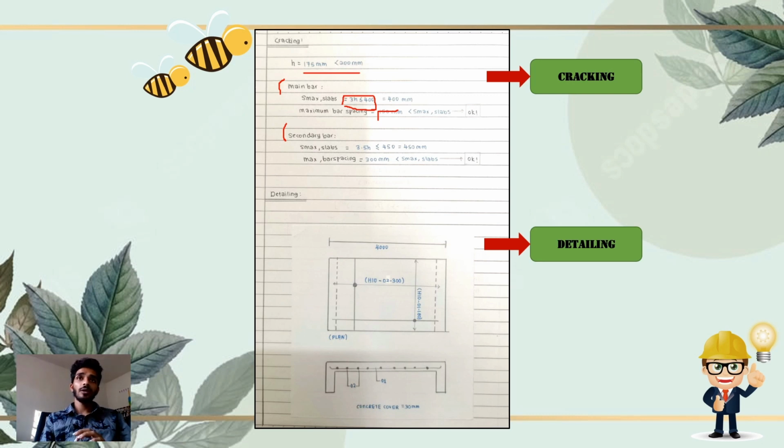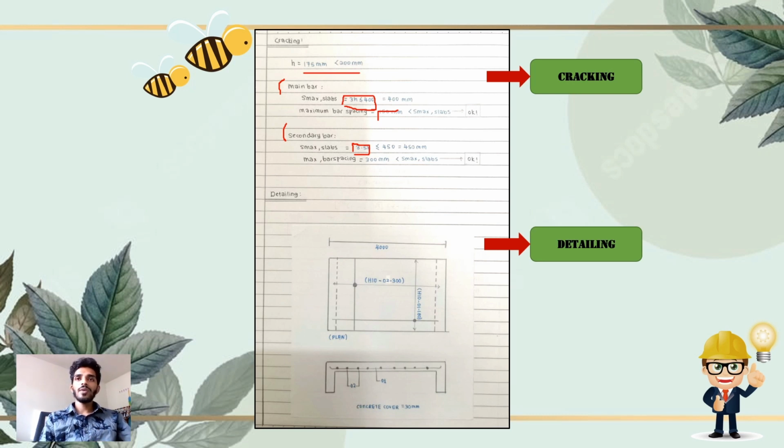For the secondary bar, the statement is also acceptable and okay, because S max slabs is equal to 3.5h, which is the formula that is the benchmark for us. We need it to be lower than or equal to 450, which is equal to 450 millimeters. So the max bar spacing is 300 millimeters, which is smaller than S max slabs, so the statement is okay.